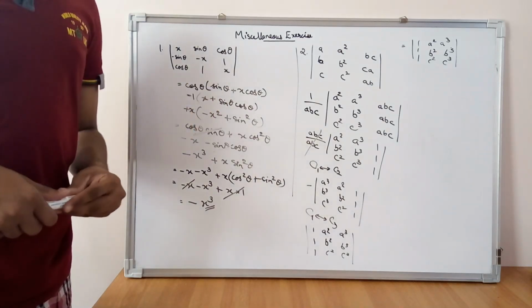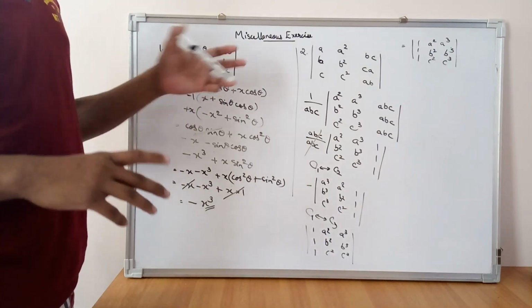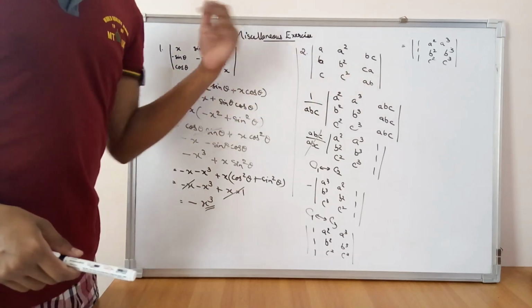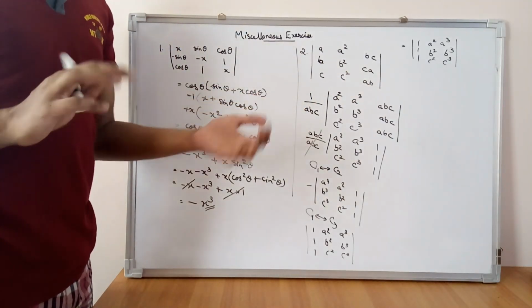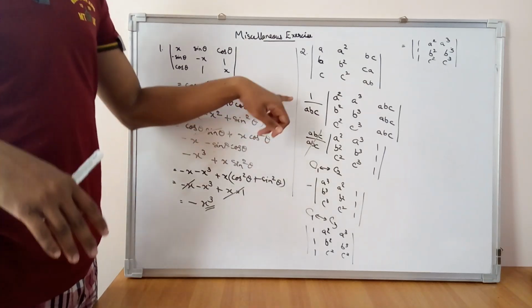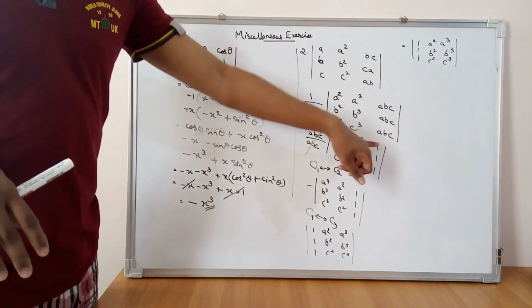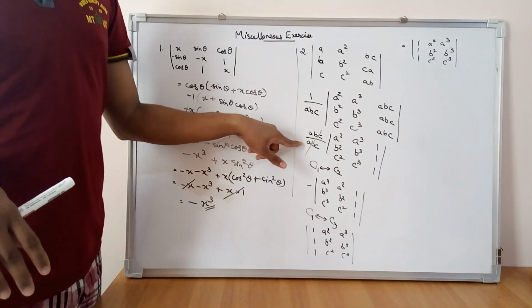So we are asked to do this without expanding. That means we need to use the properties. The property we use here is, first we need to multiply each row. If I multiply each row by one thing, the whole determinant gets multiplied by that. In order to cancel that off, I use this 1 by ABC. Since ABC was common out of the one column, I removed that ABC and this got cancelled.